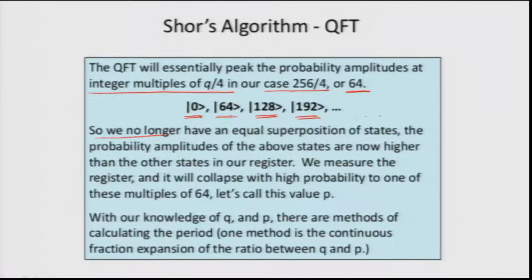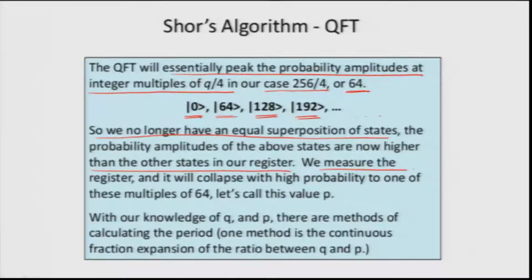So, we no longer have an equal superposition of states as we had started. That was the basic thing to understand here: although we started with the equal superposition, the act of measurement of one of them caused the input states to change such that it no longer represents an equal superposition, and the quantum Fourier transform essentially peaks the probability amplitudes in such a way that we can now distinguish them. The probability amplitudes of the above states are now higher than the other states in our register.